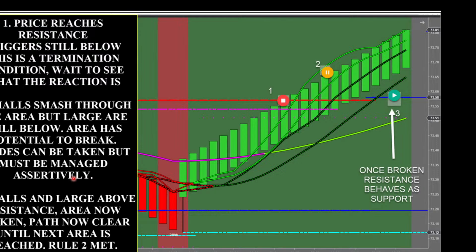And this is the second trait on your plan, being able to capitalize on the potential to break. But once the small triggers and the large triggers get above resistance, resistance is broken. Your path is clear. Resistance behaves as support, and your path remains clear until you reach the next area. And once you reach the next line on your large chart, the process starts over back to number 1.